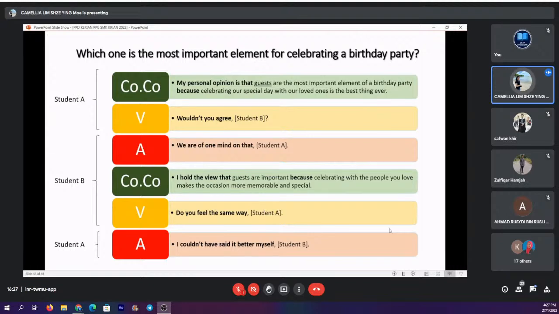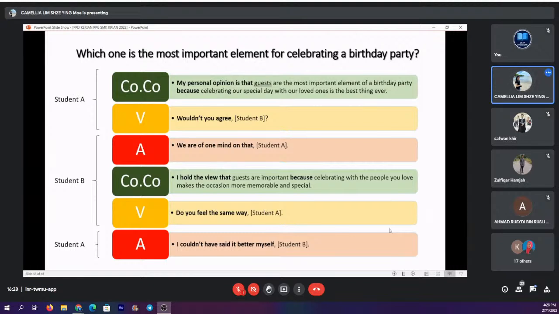So it follows the same formula. Okay, COCOBA. My personal opinion for the answer to this question. Student A says guests are the most important element for a birthday party. And then he or she asks student B, would you agree? Siti or Ain, whatever student B's name is. And then student B goes on and agrees. We are of one mind on that. Remember, they have to agree. Here, no debating in this section.